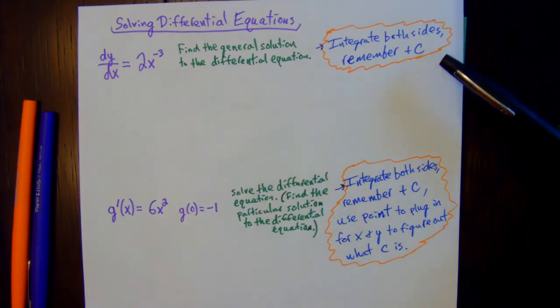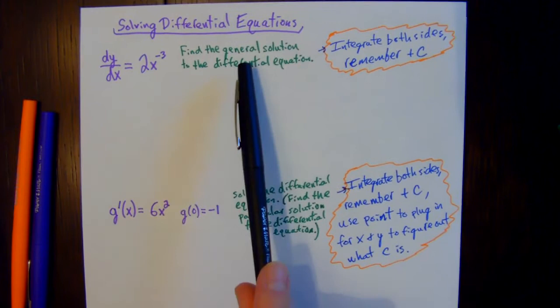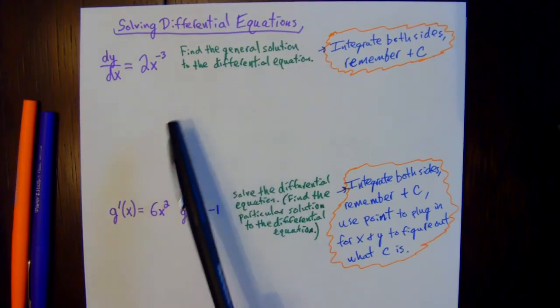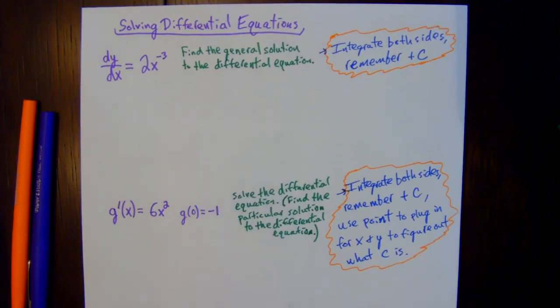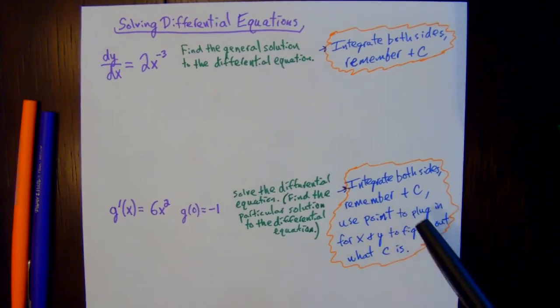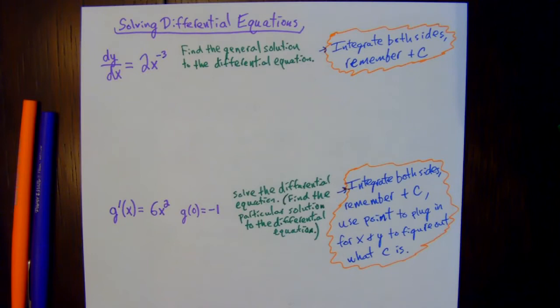Remember the plus c. And if they don't give us any points, that's going to be called a general solution. We'll pretty much be done. And that represents a whole family of curves. I'll show you that in a second. But if they give us a point, then we're going to use that point to plug it in for the x and y to figure out what that c value is. So we're just going to practice our integral techniques there.